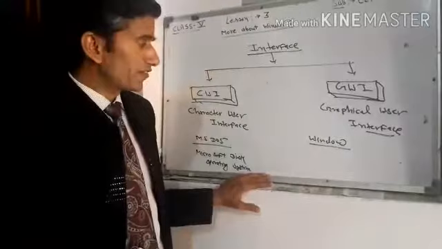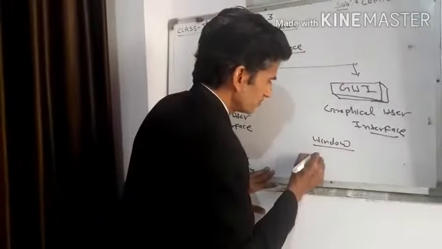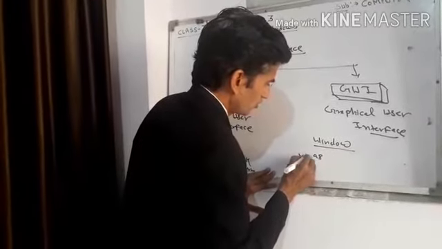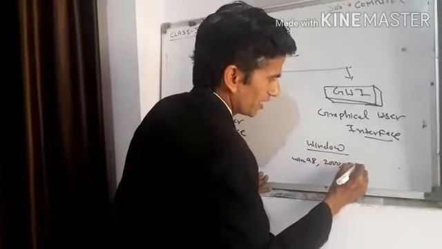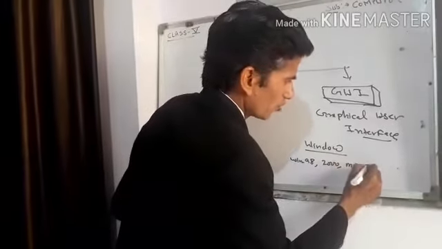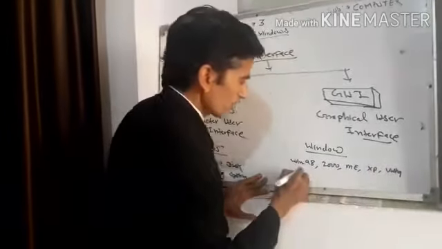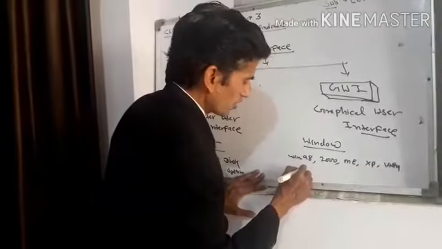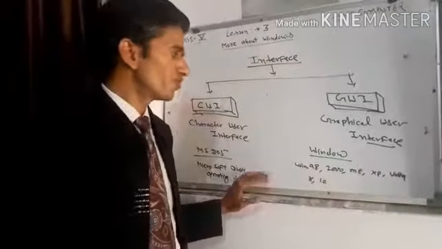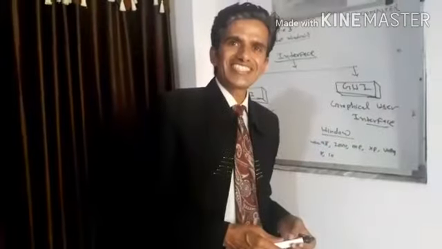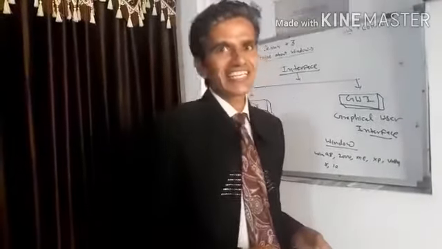There are different kinds of versions of Windows: Windows 98, Windows 2000, Windows Millennium, Windows XP, Vista, Windows 8, Windows 10. These are the different kinds of Windows versions. Students, as you know, it is a practical based chapter. So now we will study it practically.